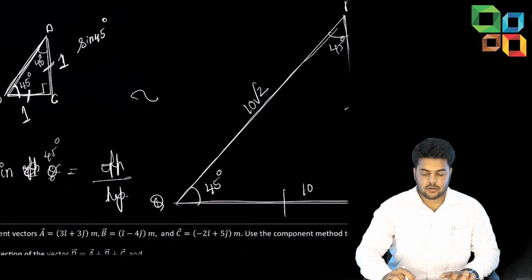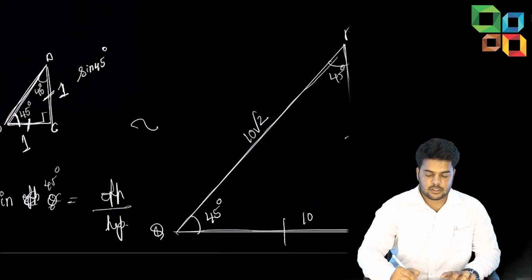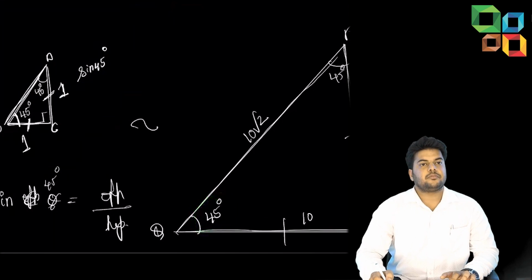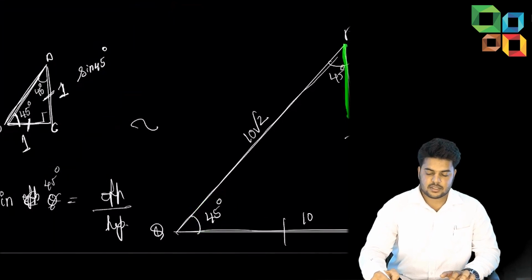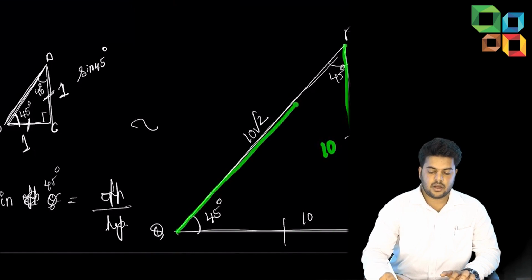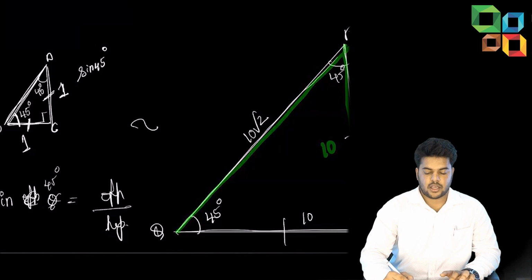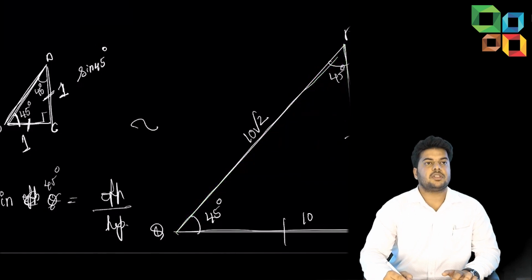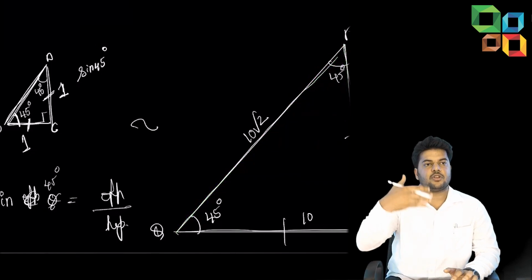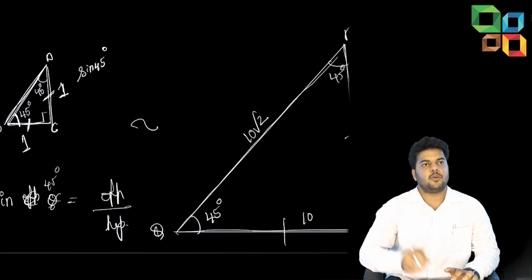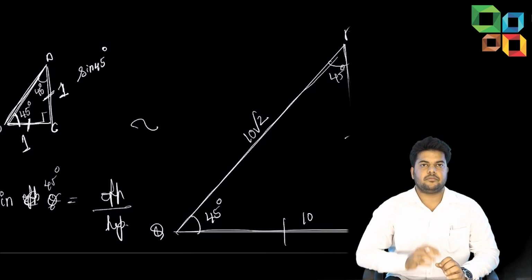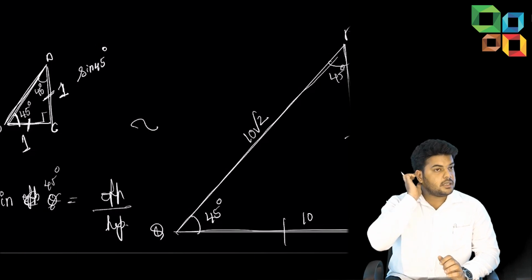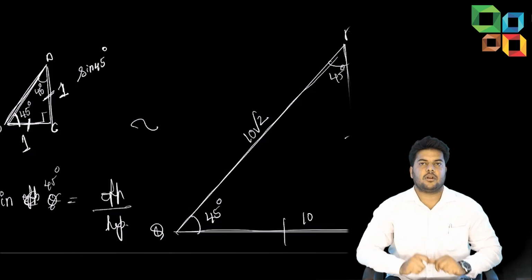And you can see in this triangle also, if I take this to be the 45 degree angle, again sine 45 is the opposite side, which is 10, divided by the hypotenuse, which is 10 root 2. So if you take the ratio 10 by 10 root 2, it will again come out to be 1 by root 2. Okay. So trigonometry is a glorified shortcut.